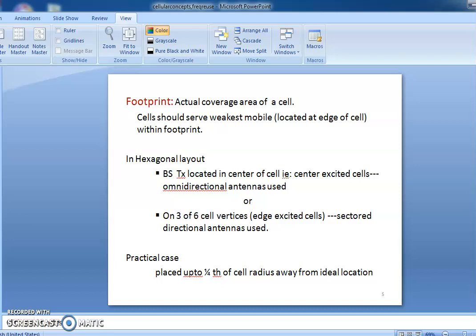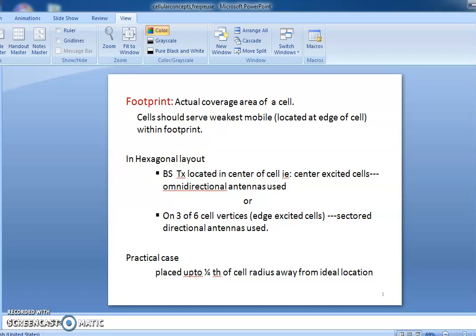So what is the weakest mobile? Any mobile located at the edge of a cell is called the weakest mobile. So the base station should be able to send signal to the weakest mobile, but that weakest mobile should be within the footprint, within the actual coverage area of a cell.